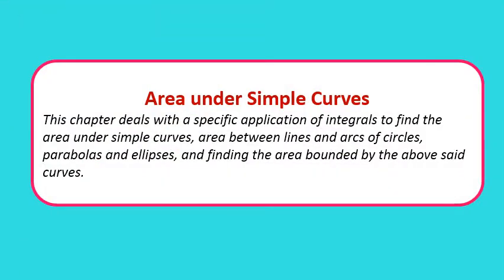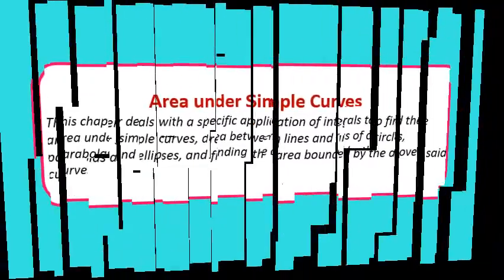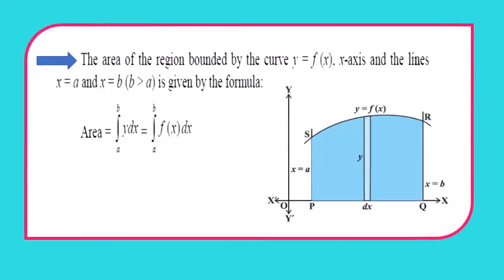So area under simple curves. In this video we will learn how to apply integral to find area under curves bounded by some lines, okay, and between some axes. So as you can see in the figure, there is a curve y is equal to f(x) bounded by the line x equals a, x equals b and the x-axis. So this entire area can be divided into small rectangular strips.